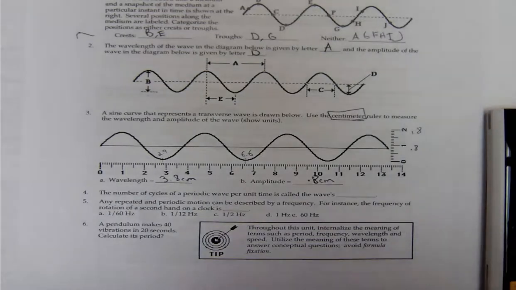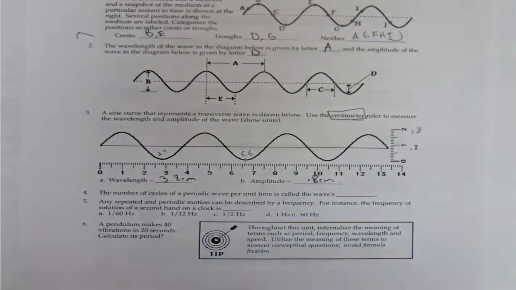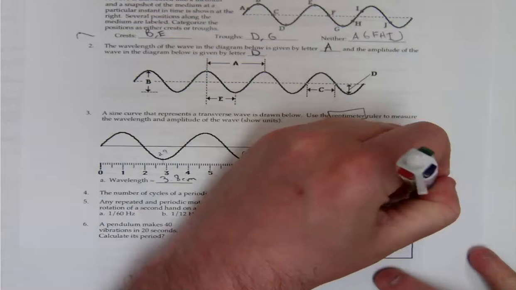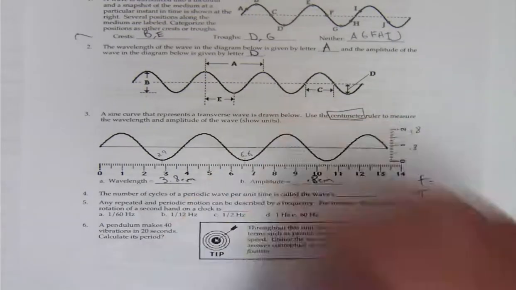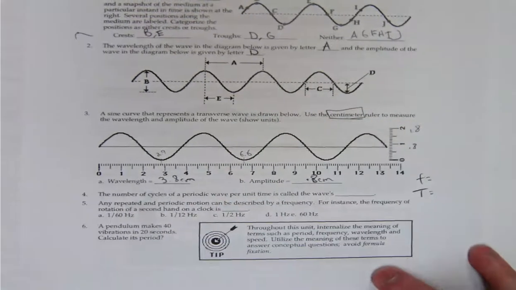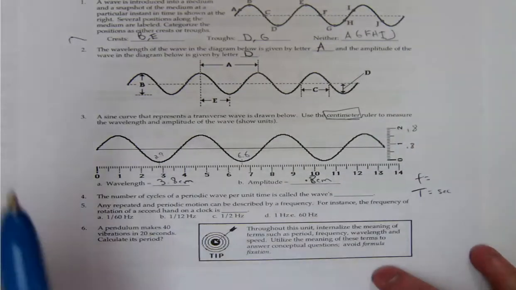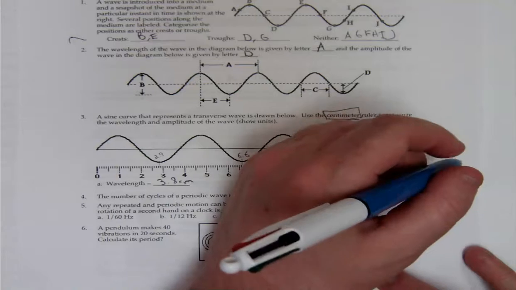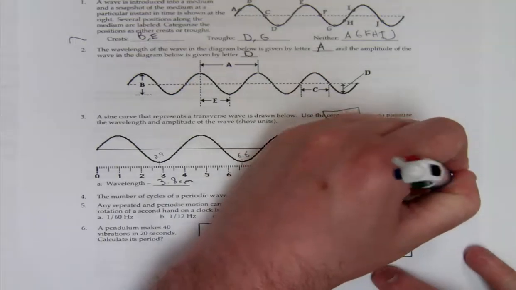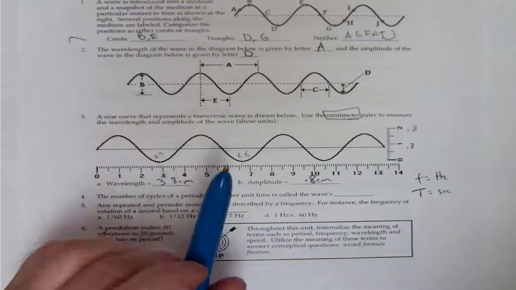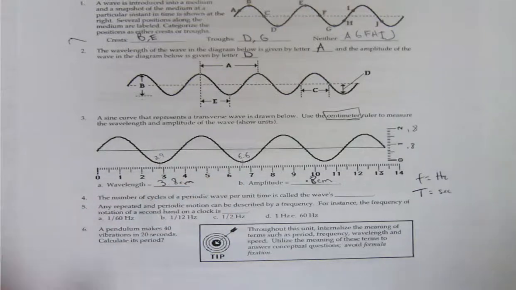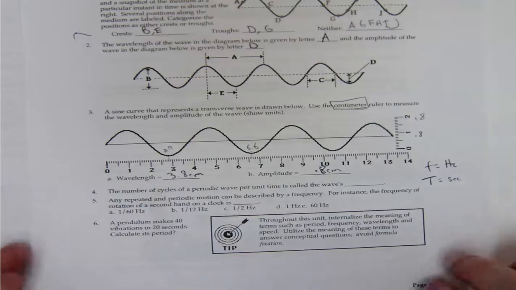Okay, the number of cycles of a periodic wave per unit of time is called the waves. So, a couple things to remember. We're dealing with period and frequency. So, frequency is F, period is uppercase T. Period is always in seconds. It's a length of time for one cycle. And frequency is in hertz. And that's the cycles per 1 second. It is confusing. Don't worry about it. Just go with it. Eventually you'll get it and it'll make sense.